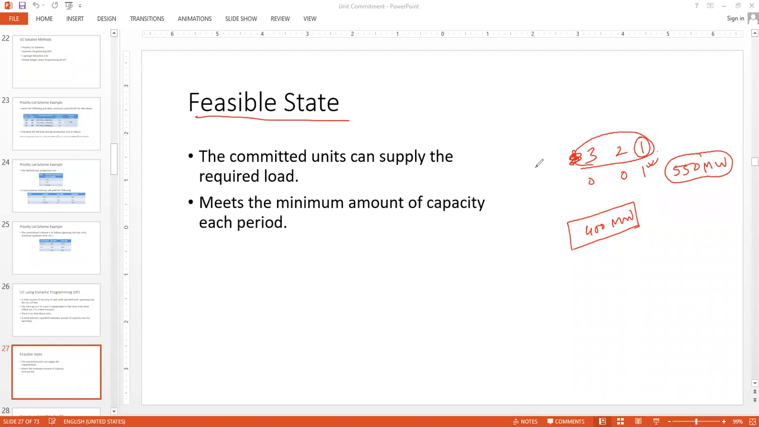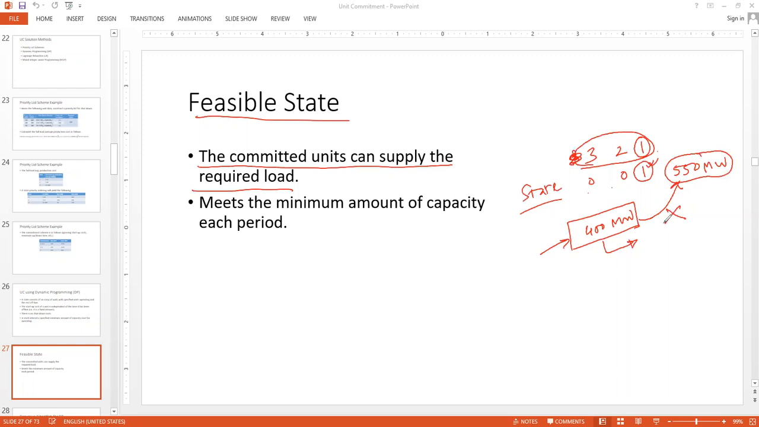So this is a state. This state 001 can only produce 400 megawatt because unit number 1 maximum capacity is 400 megawatt. So that is not sufficient to supply the demand. So the committed units in this case are not able to supply the required load. So this is not a feasible state.